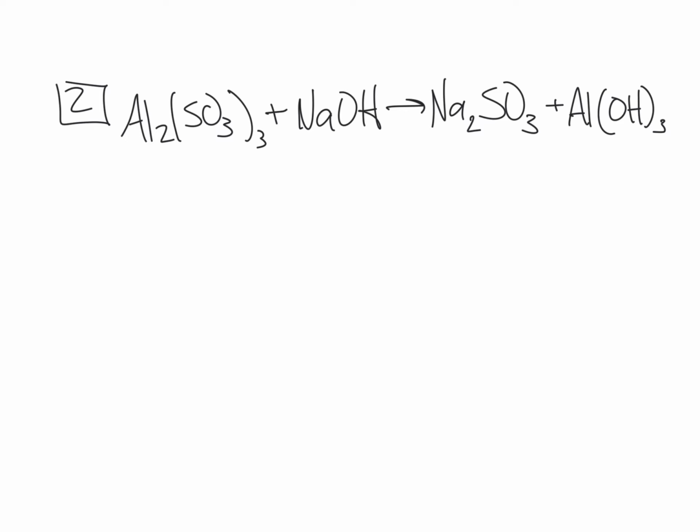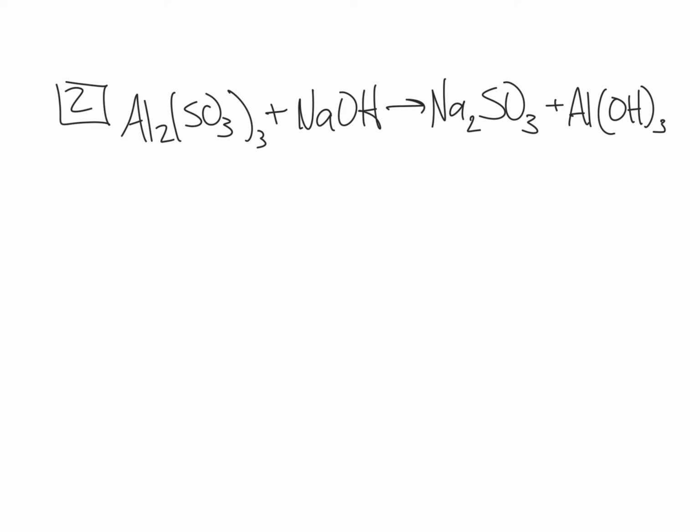Now this problem looks pretty intense, but I promise you it's not too bad. It's aluminum sulfate plus sodium hydroxide yields sodium sulfate plus aluminum hydroxide. It's called a double replacement reaction. So first things first, we're just going to pick any element to balance. And we're going to leave hydrogen and oxygen for last. And I think I'm going to choose aluminum first.